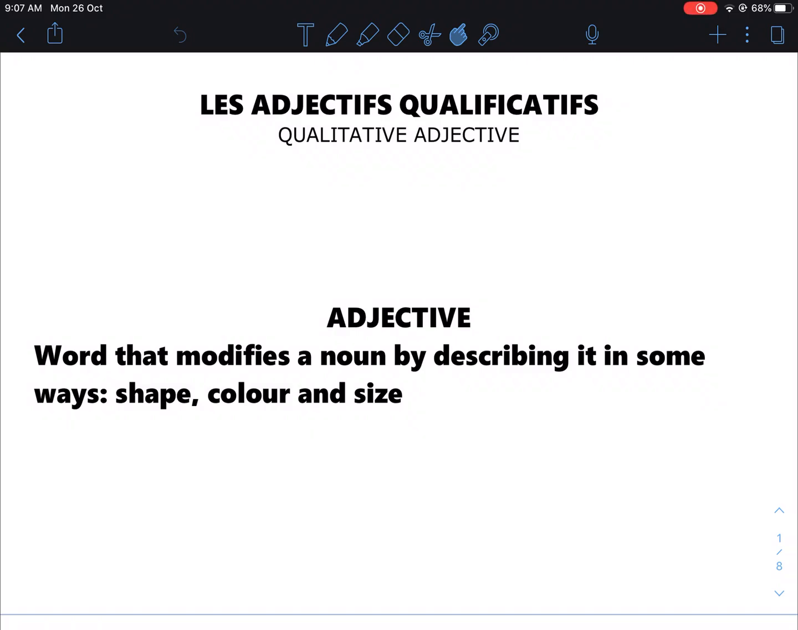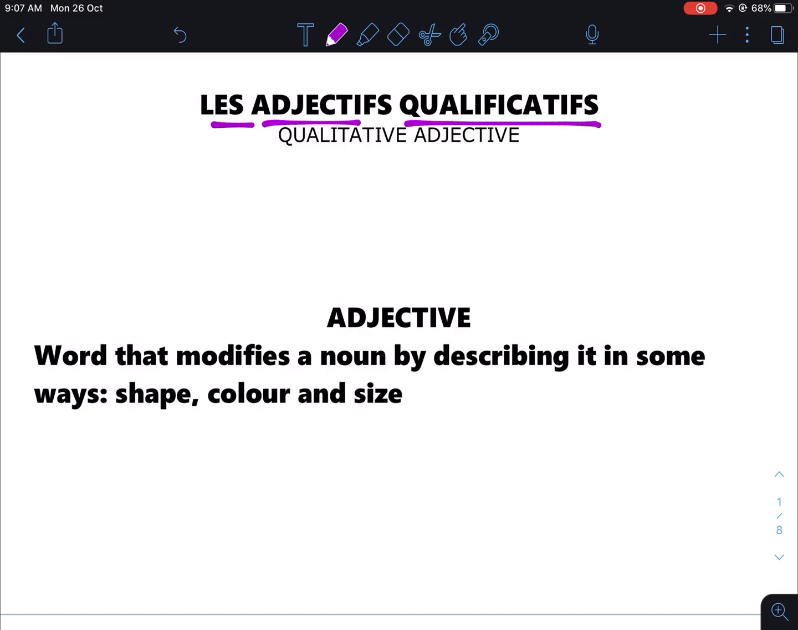Assalamualaikum et bonjour. Today, we are going to learn les adjectifs qualificatifs. Well, in English, it is known as qualitative adjective. So, let's look at what are les adjectifs qualificatifs in French.